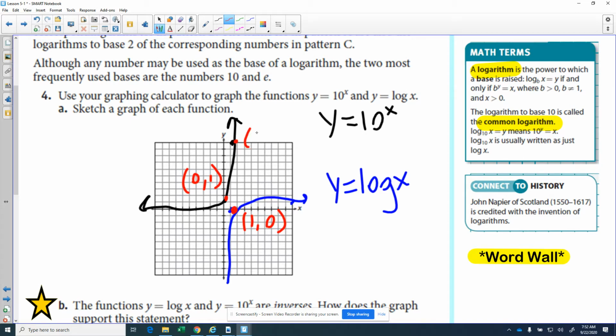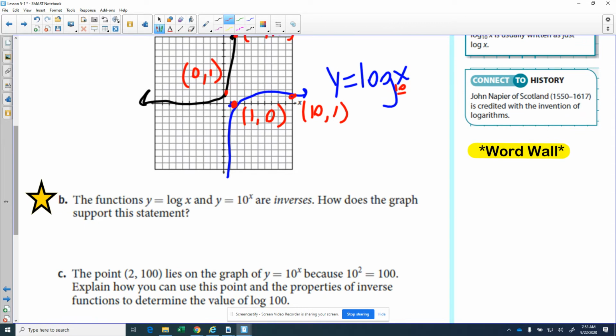Notice at this coordinate we have 1, 10, and at this coordinate we have 10, 1. Each of these is an inverse of the other. The log function is the inverse of an exponential. Particularly, these two are inverses because they each have a base of 10. We have a log base 10 and we have a base 10 exponential.